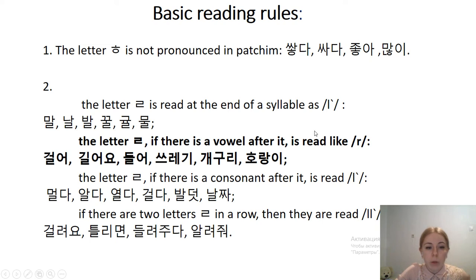But we have only one rule, and I'd rather study this rule, and then in all other cases you may read it like L. If you know the rule about where to read it like R, in all other cases you may read it like L or double L if there are 2 L consonants in a row.